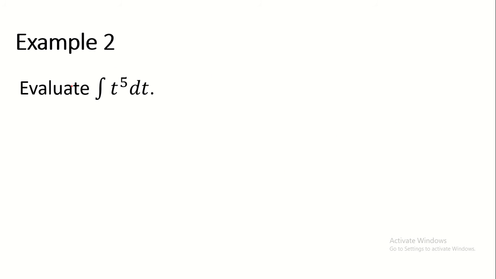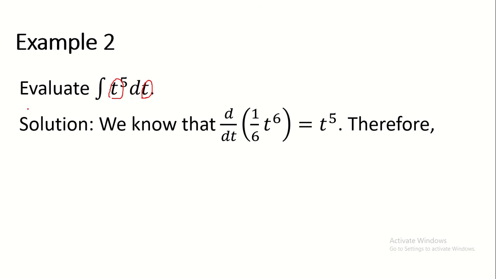Example number 2. Evaluate the indefinite integral of t raised to 5 with respect to t. So as you can see, ang variable na ginamit ay t. So t din yung nandito, the variable of integration. Okay? Solution. We know that the derivative of 1 over 6 t raised to 6 with respect to t is equal to t raised to 5. Therefore, the indefinite integral of t raised to 5 with respect to t is equal to 1 over 6 t raised to 6 plus c.